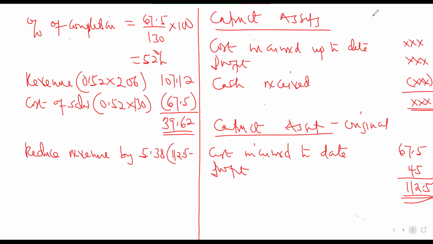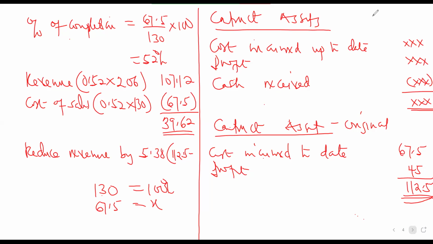We know that if we incur a total cost of 130, it means that the work has been completed. Are you okay with that? Yes, sir. Okay. But if we have incurred a cost of 130, it means that we have completed the work. So that is 100% completion. But we have incurred only 67.5. So what will be the percentage of completion?